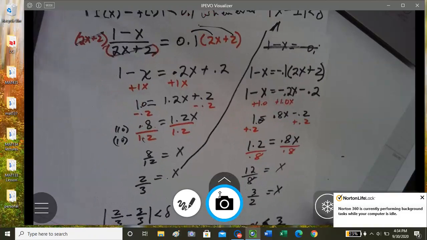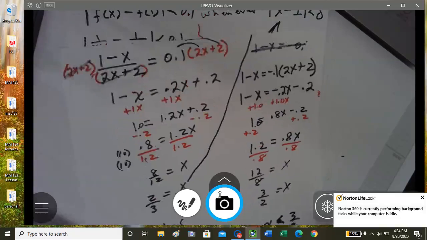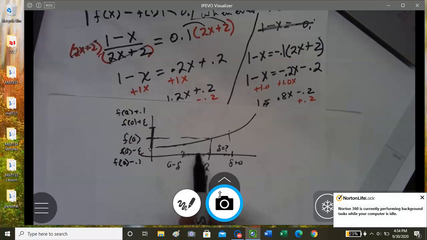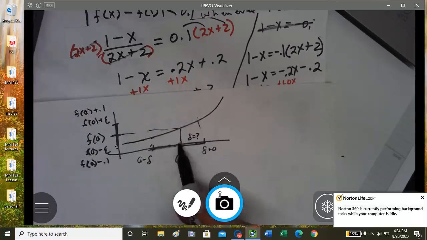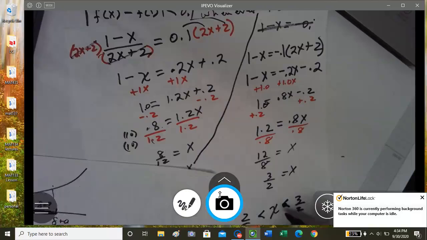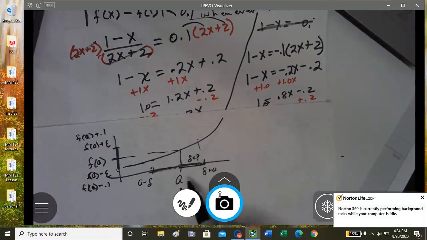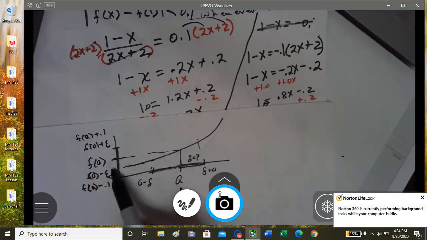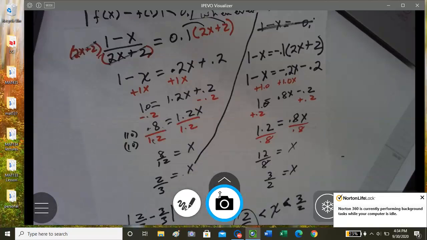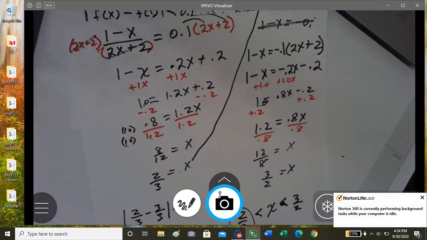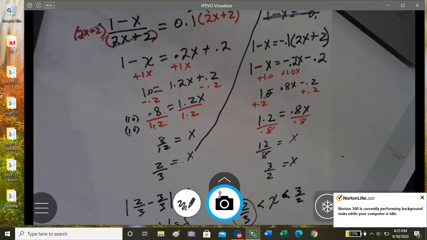So when we're talking about this range here, we can use somewhere between 3/2 and 2/3. What we want to do is choose the smaller number, because that'll get us closer to the epsilon that we were looking for. So therefore, delta is equal to 2/3. And that's it. We're done with that.